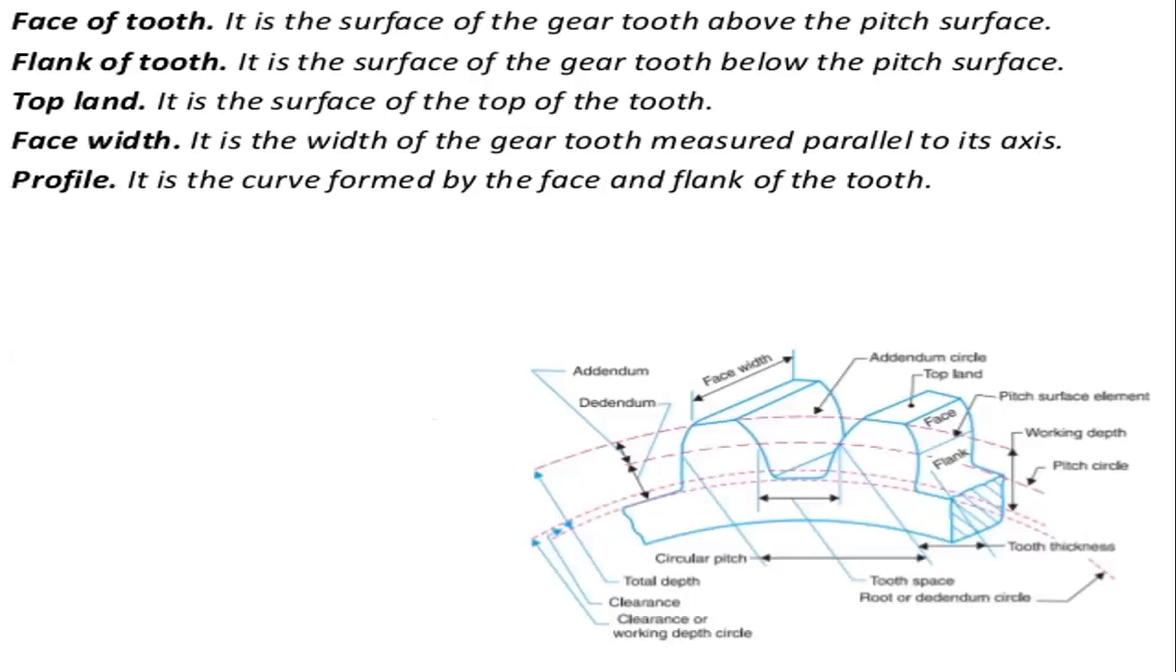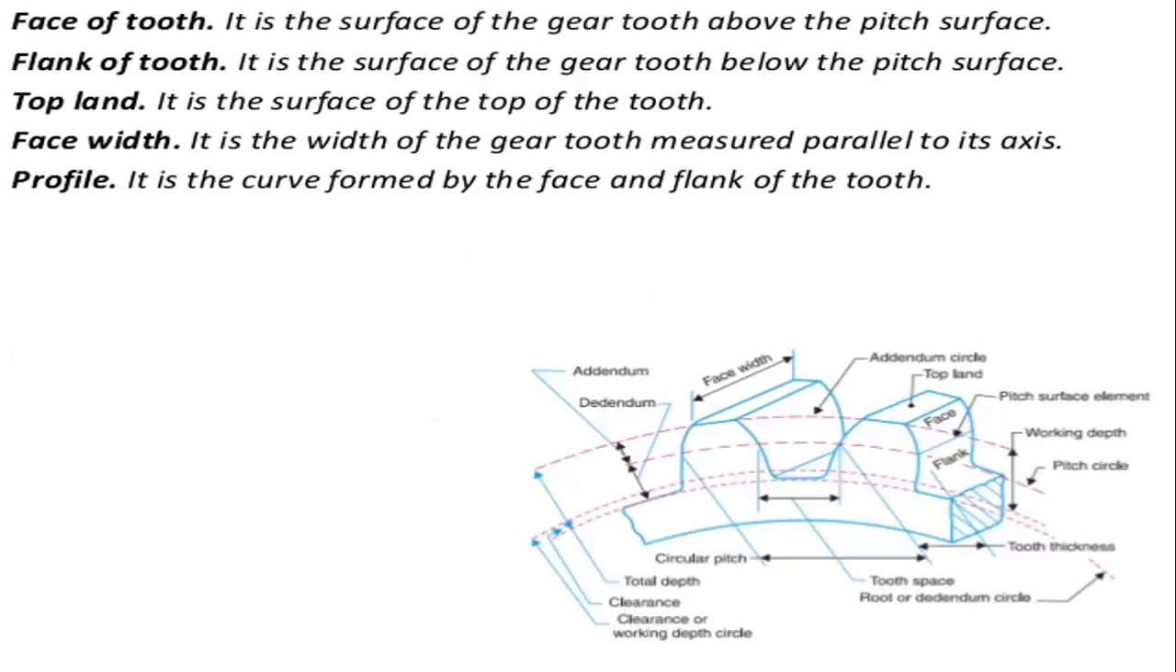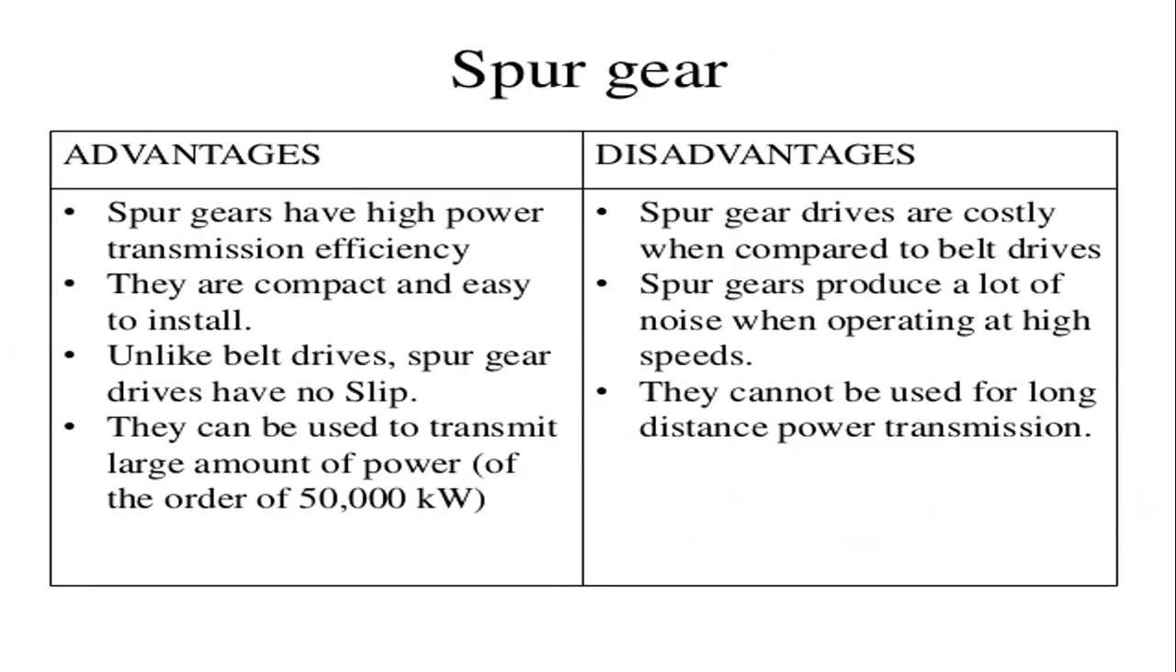So next we are going to see the advantages and disadvantages of each section. So first, we see the advantages of the spur gear.